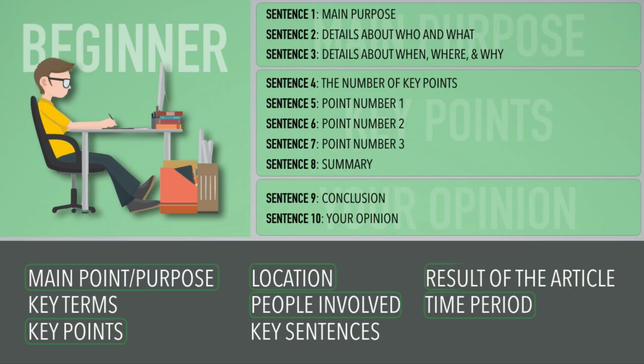And the last section, your opinion. There are 2 sentences. Sentence number 9, the conclusion of the article, and sentence number 10 is your opinion. Now remember, sentence number 9 is just referring to the result of the article. And in number 10, you're just giving your opinion because it's a summary of the article you read. All right, let's keep going now.